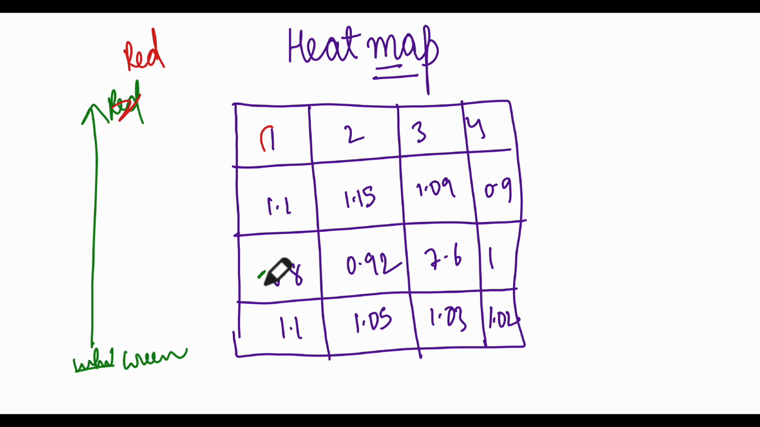So it will have some light version of green. Then as it moves ahead, the intensity of the green color will start increasing. And the moment it reaches 3 or 4, it will become a little darker red, and the moment it reaches 7.6, it will become very red.